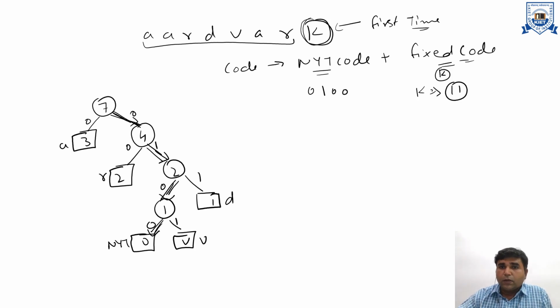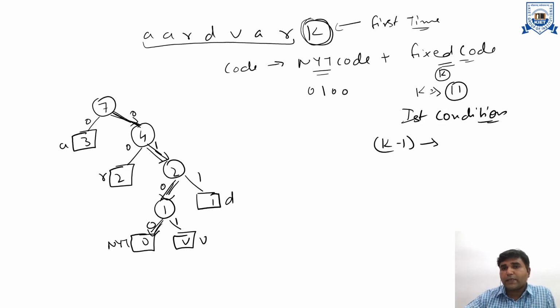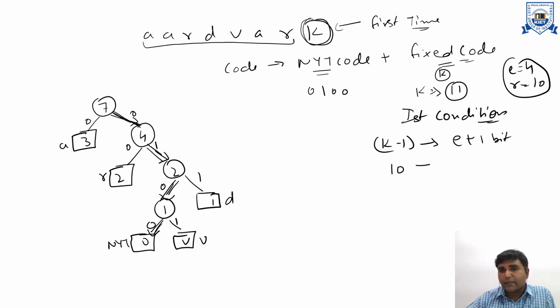Now, as far as the value of k is 11 is concerned, this satisfies the first equation. As per the first equation, k minus 1 will be represented in e plus 1 bits. We know that e equals 2 and r equals 10. These values are always the same for any question, any length of question. So k minus 1 means 10, and we have to represent this 10 in 5 bits.